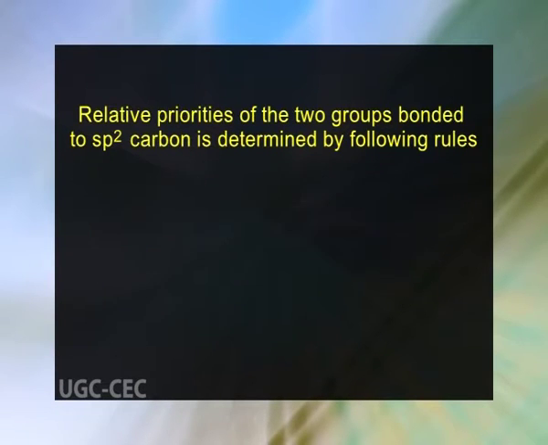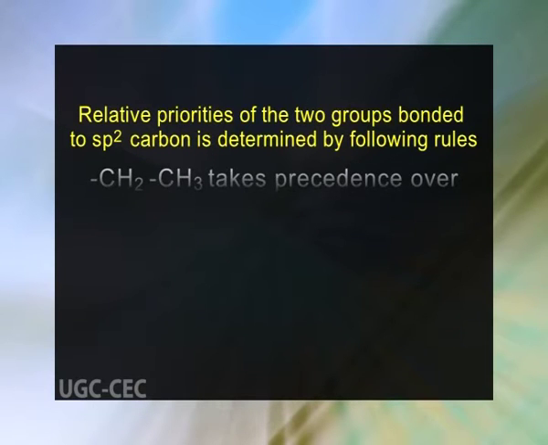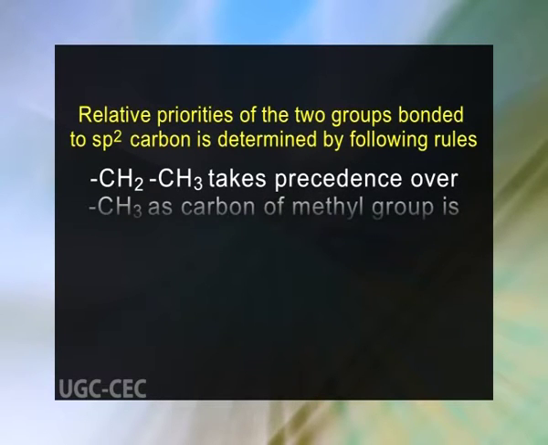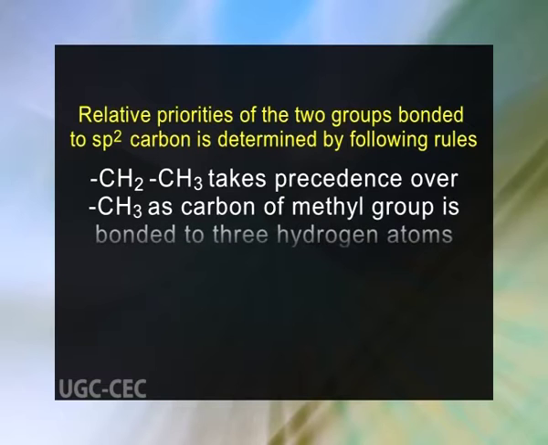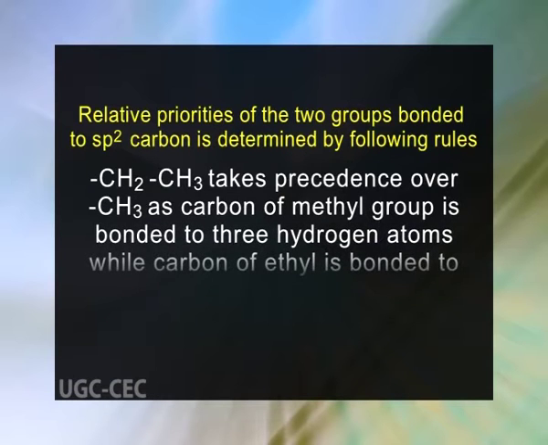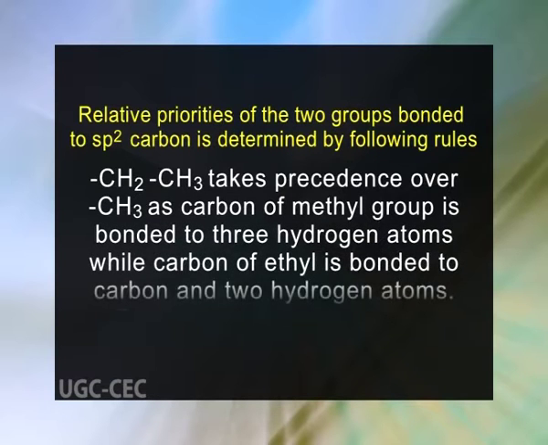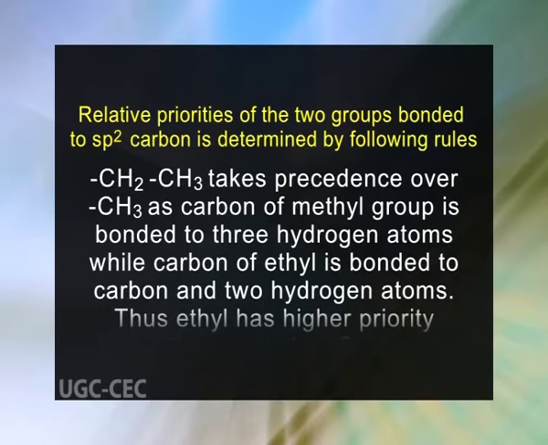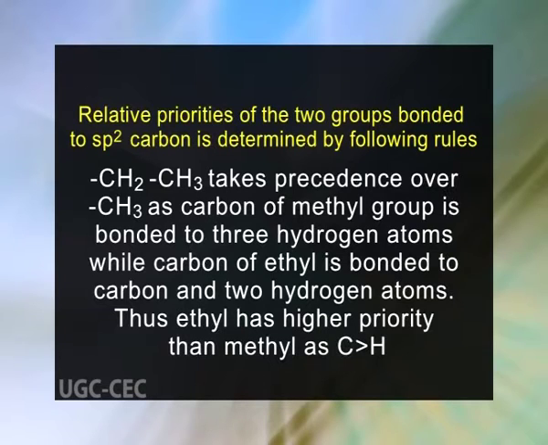For example, CH2CH3 takes precedence over CH3, as the carbon of the methyl group is bonded to 3 hydrogen atoms, while the carbon of ethyl is bonded to a carbon and 2 hydrogen atoms. Thus, ethyl has higher priority than methyl, as carbon is greater than hydrogen.